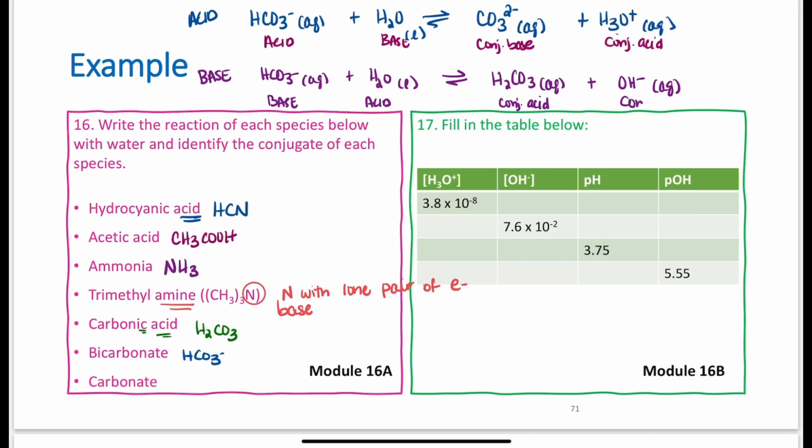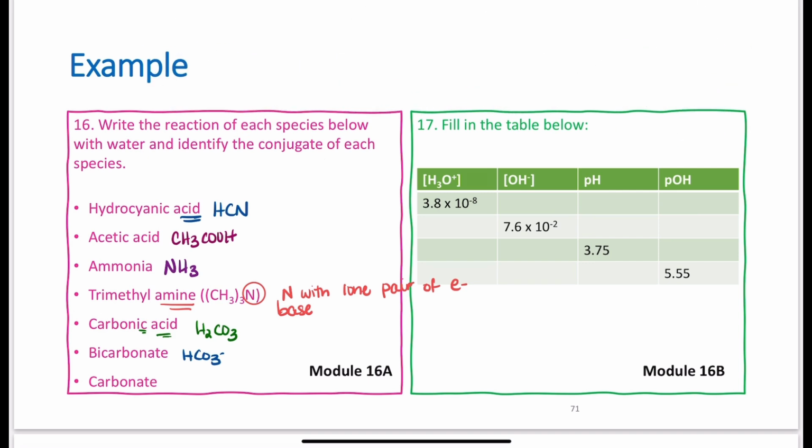Making this the conjugate acid and this the conjugate base. So again, this one's amphiprotic. You can do both, just like water. What if I looked at carbonate? Carbonate is CO3 2 minus. It doesn't have any protons, so it can only act as a base.